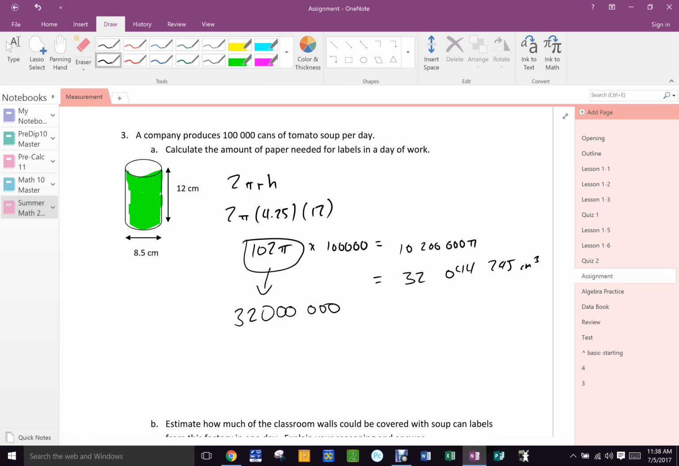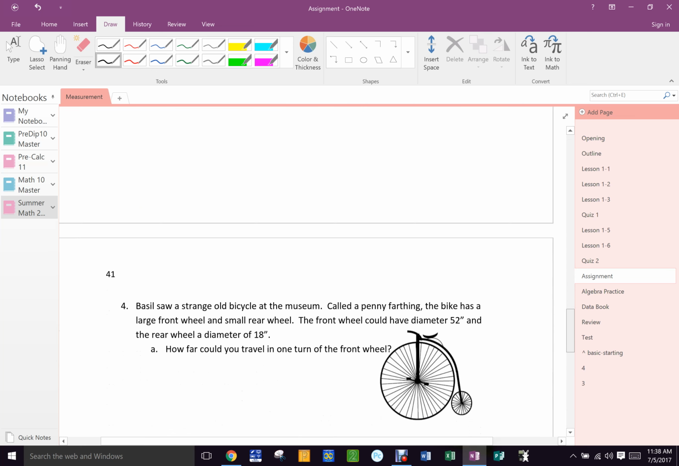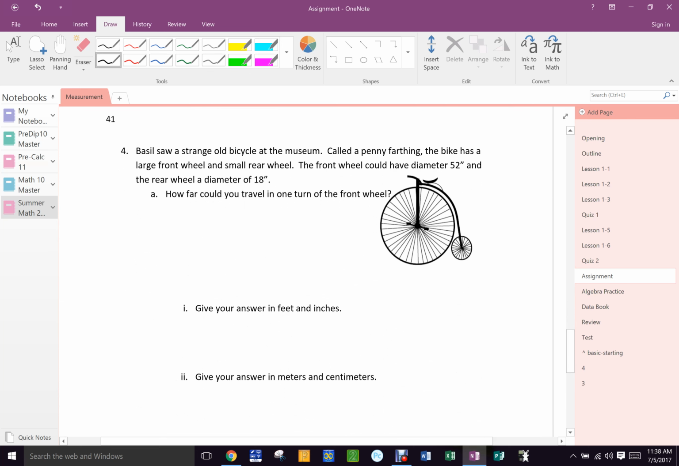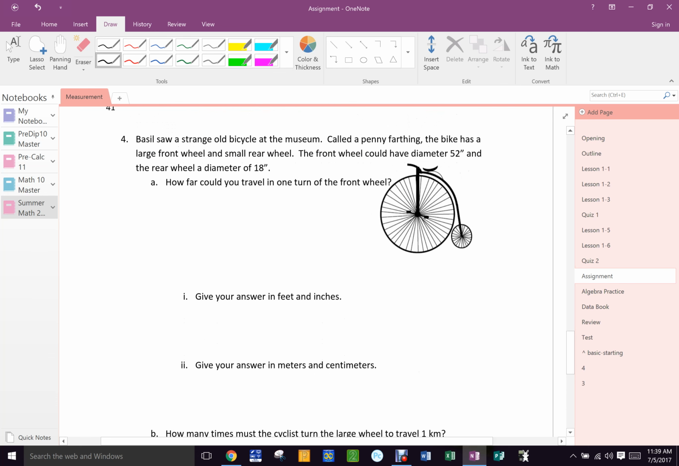All right, we're skipping B because I don't want you guys measuring the walls. Page 41, number 4. Let's go. A is 10 gummy bears. Yeah, 10 gummy bears per person in the group.